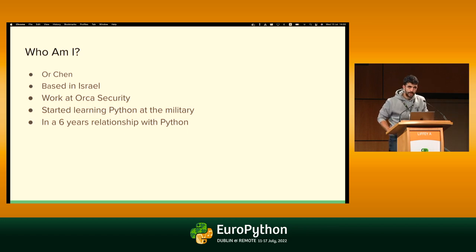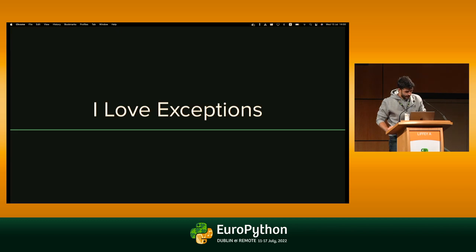A little bit about me. Like he said, my name is Or Chen. I come from Israel. I work at Org Security, and I've been doing Python since the military days 6 years ago. And then I continued to do it in the next 6 years in my last 3 jobs. And the weird thing about me is that I love exceptions.